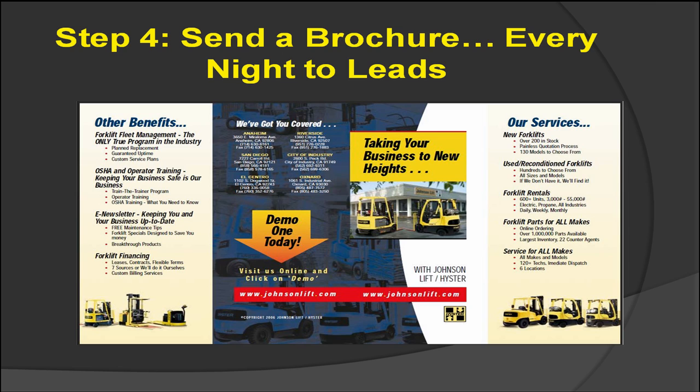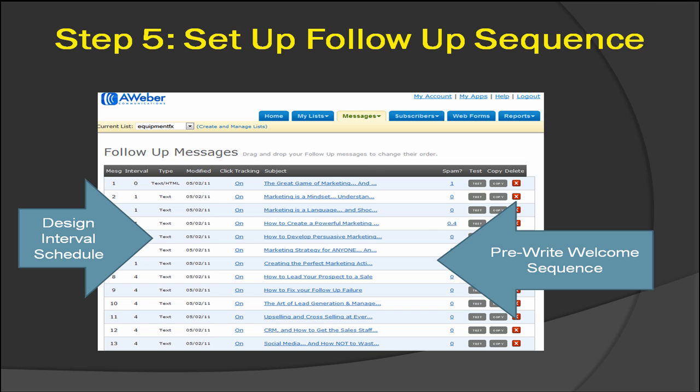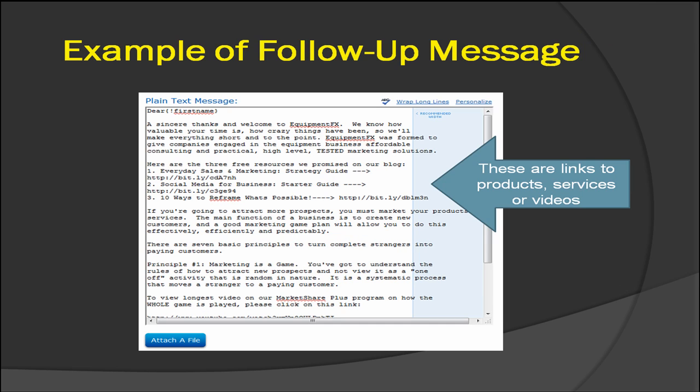Step number 5, by now you're setting up a follow-up sequence of emails. This is a back-end look into my Aweber account. You can pre-write a welcome sequence of emails. You can design an interval schedule that connects with them over the course of a month, a year, so forth. Here's an example of a follow-up message. These are links here to products and services and videos specifically that remind your prospects exactly what you sell, exactly what you service consistently, so that when they're in the buying cycle and they're ready to buy, they're thinking of you first. Now you can send a monthly broadcast about a product or a seasonal special, for example.